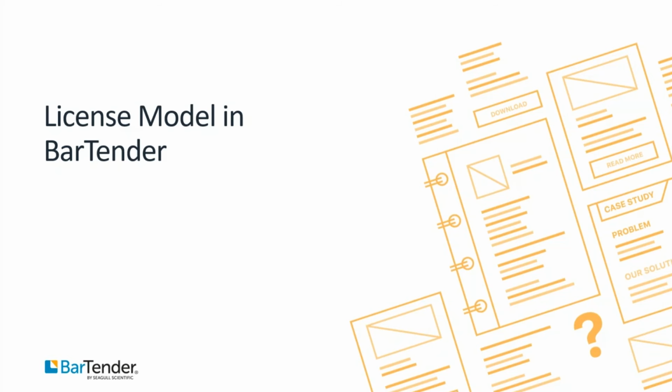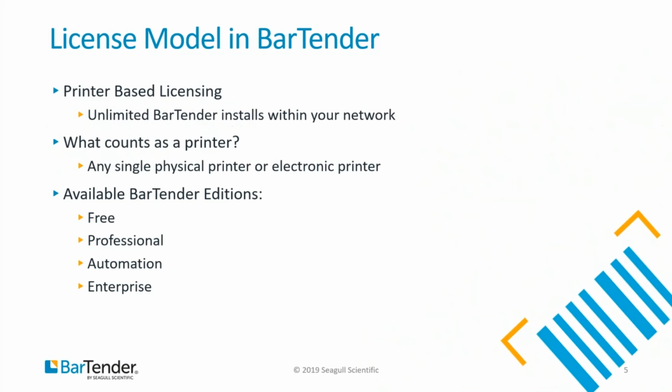As many of you may already know, BarTender is printer-based. What that means is that you can have unlimited BarTender Designer client installs within your network, and then you're licensed by the number of printers that you use. What actually counts as a printer is any given physical printer. For example, if 10 people are sharing a single printer in your office, that counts as a single seat or a single license account for your license.